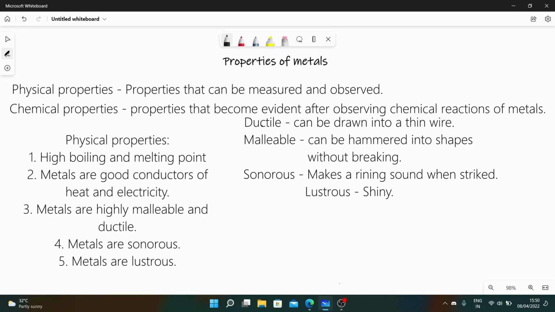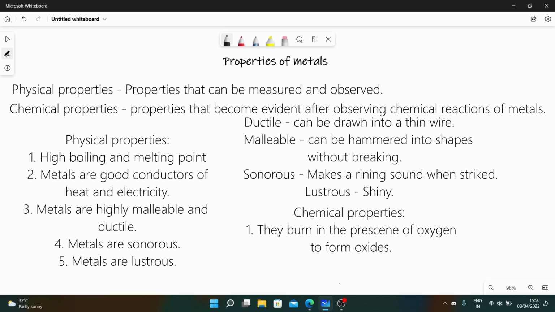Now we are going to look at the chemical properties of metals. We discussed earlier that chemical properties are properties that are observed during a chemical reaction involving that element. The chemical properties of metals include that they burn in the presence of oxygen to form oxides. When a metal reacts with oxygen, it burns, and then the compound it forms as a result is called an oxide, for example magnesium oxide. Metal oxides are bases, they neutralize acids.